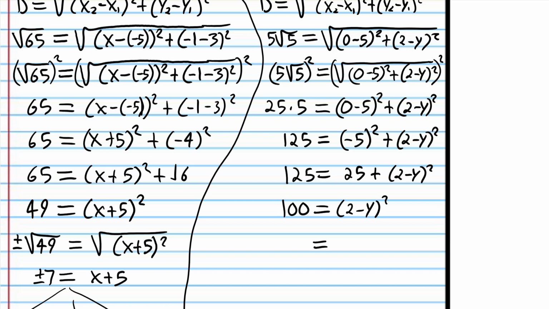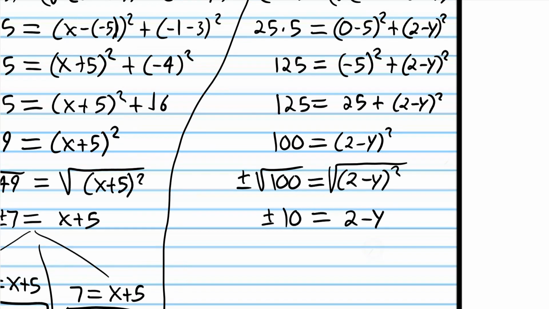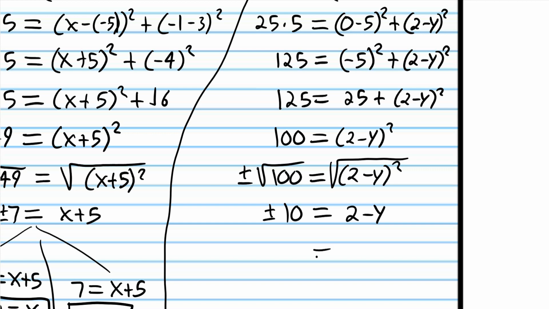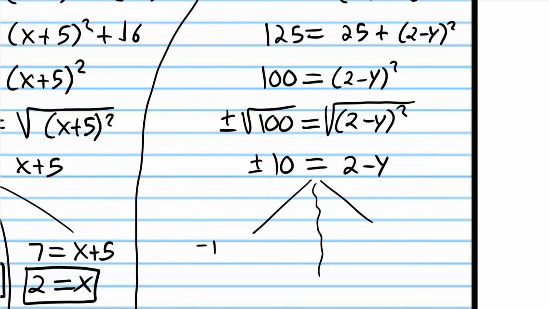And now we want to square root both sides. Whenever you do that, put a plus or minus on the side other than the variable, the side without the variable. And what number times itself is 100? Well, that would be 10. And it just gets rid of the square on the right side of the equation. Now we're going to subtract. We're going to break it up into two parts because it can be plus or minus 10. So we can assume it's negative 10 equals 2 minus y, or it can be positive 10 equals 2 minus y.